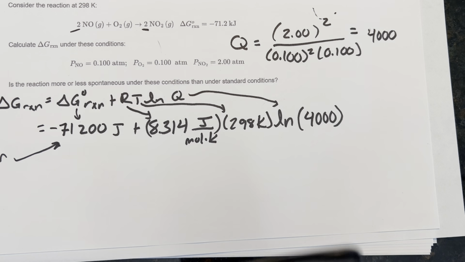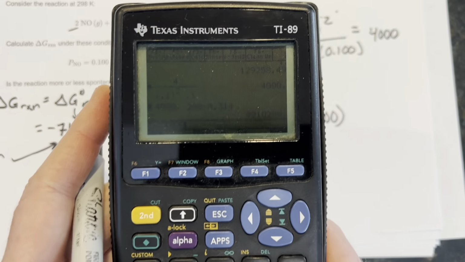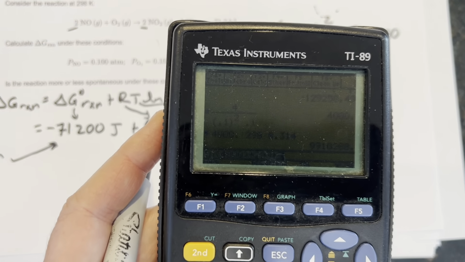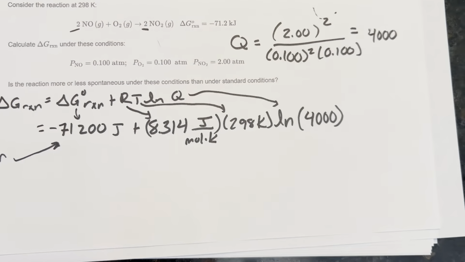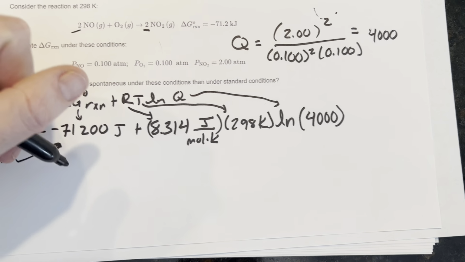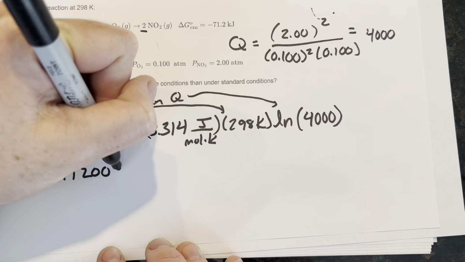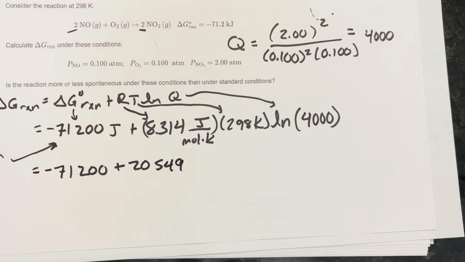So let's do it again. The ln of 4,000 times 298 times 8.314 gives me an answer of 20,000. Makes a lot more sense. I wonder if I did the ln. Plus 20,549.